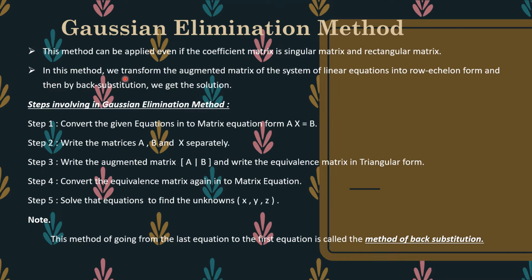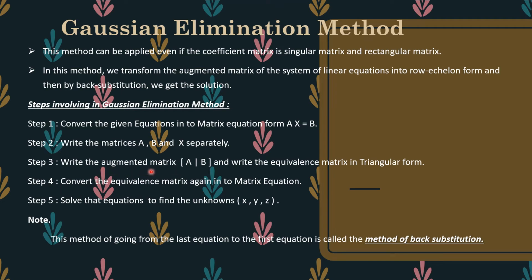In this method, we transform the augmented matrix of the system of linear equations into row echelon form, that is triangular form, and then by back substitution we get the solution. Now we are going to see the steps involved in the Gaussian elimination method. Step 1. Convert the given equations into matrix equation form, that is Ax equal to B. In step 2, we write the matrices A, B and X separately. In step 3, we write the augmented matrix.